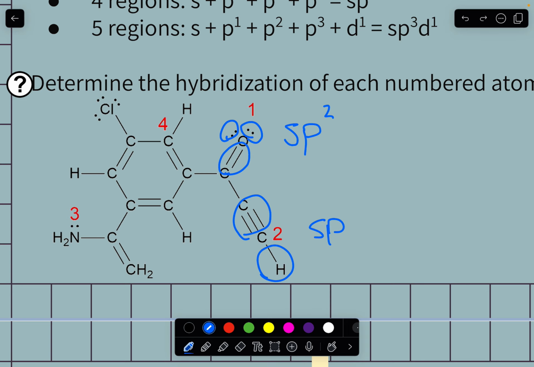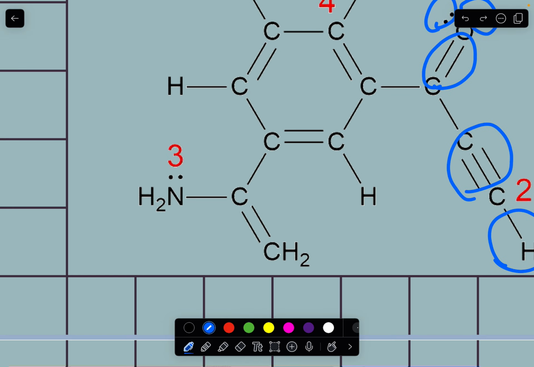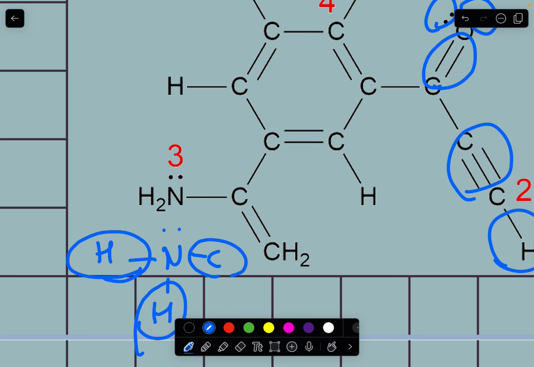Okay. Our third one down here, this one's a little harder because it's not drawn out. But remember, this looks like the nitrogen connected to the oxygen, the lone pairs, and then we have 2 hydrogens. So it's 1, 2, 3, 4 electron-rich regions. So 4 is S is 1, and then we need 3 in the P, so sp3.